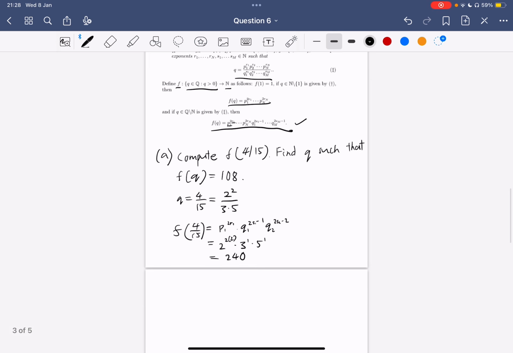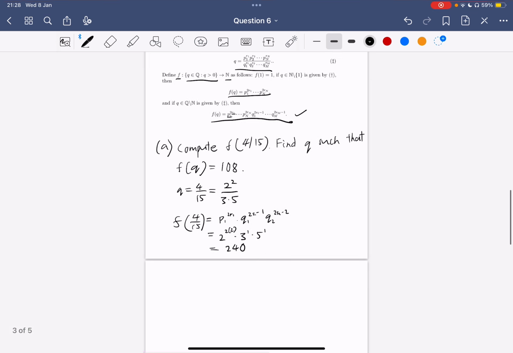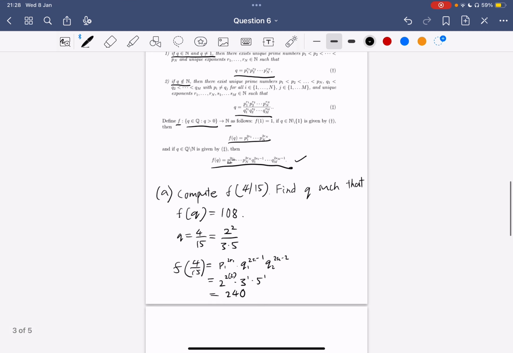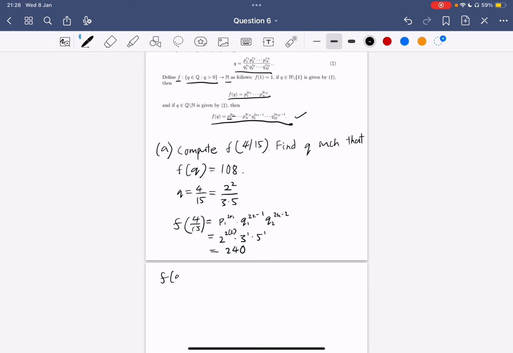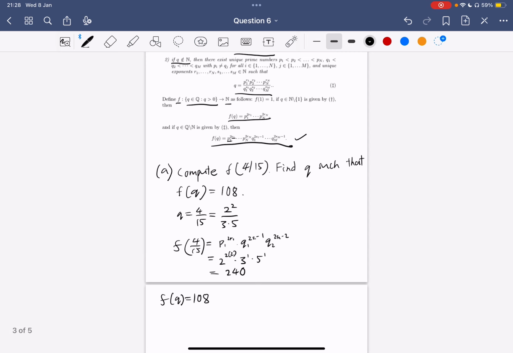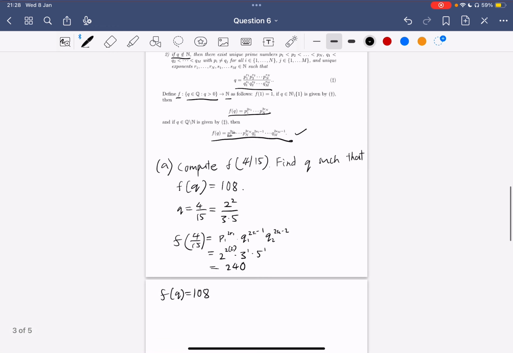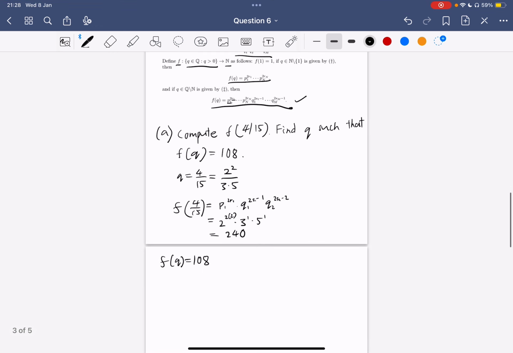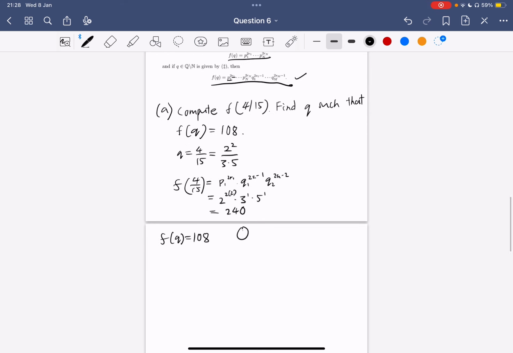Now it wants us to find q such that f of q is 108. So we're given that f of q is 108, but we don't know if f of q, when it's mapped back to q, is a rational number and also a natural number, or if it's just a proper rational number. So we'd have to test out for both cases.